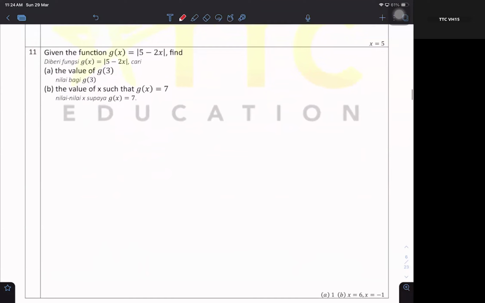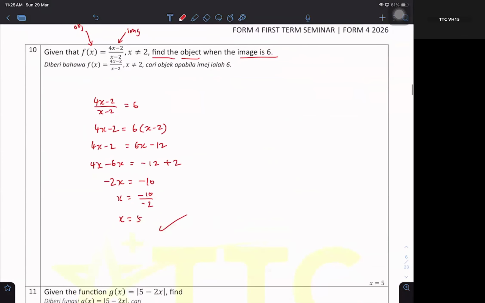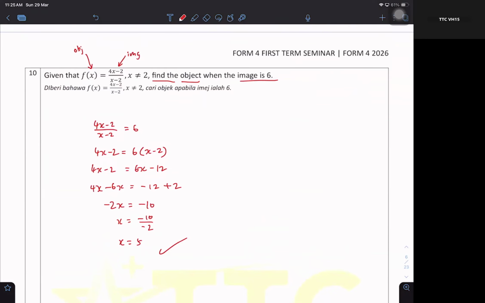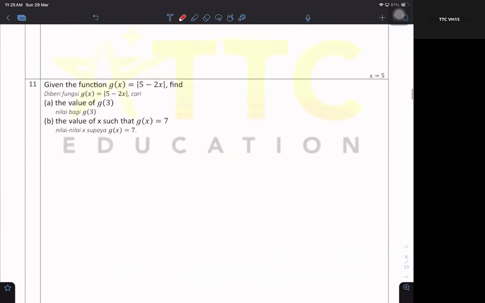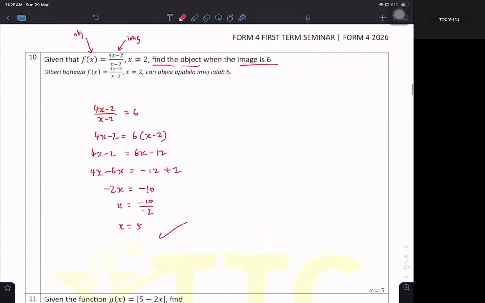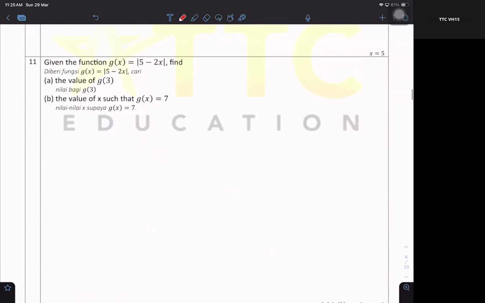Again, it is modulus. Then I quickly go through this one. Okay, any step you don't understand, you straight away let me know. Don't wait. I quickly go through. Like question 11. Again, it is modulus. Like question A, g(3). Take the bracket sub into x. This one no problem. Everyone can do.